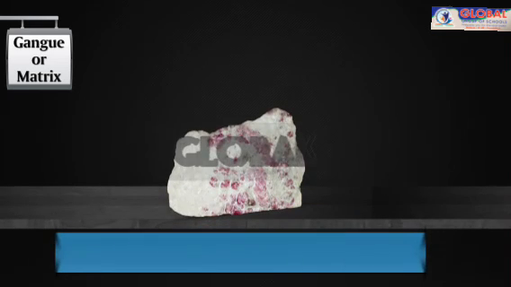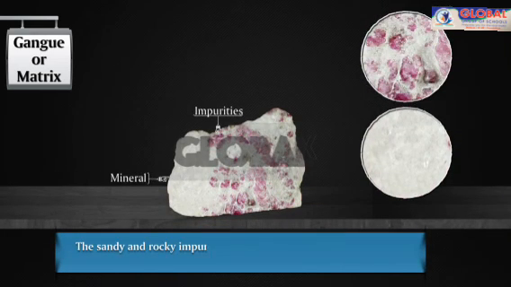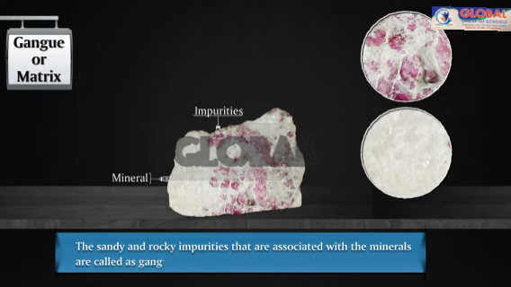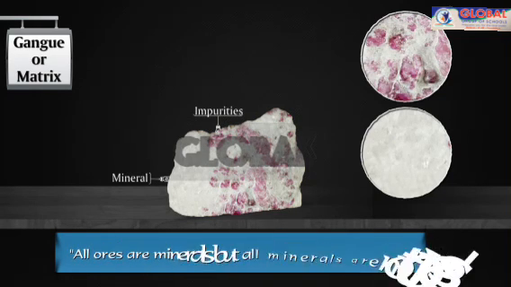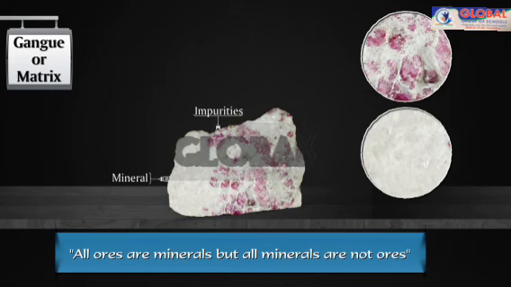Gangue or matrix. The sandy and rocky impurities that are associated with the minerals are called gangue or matrix. All ores are minerals, but all minerals are not ores.